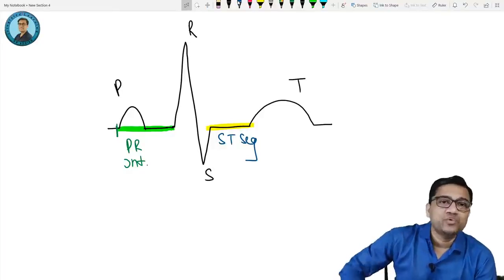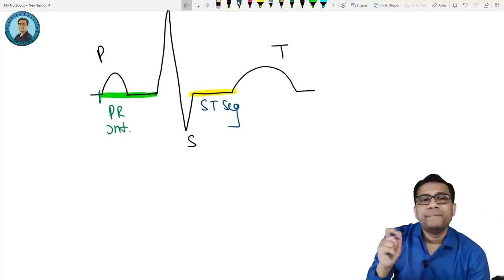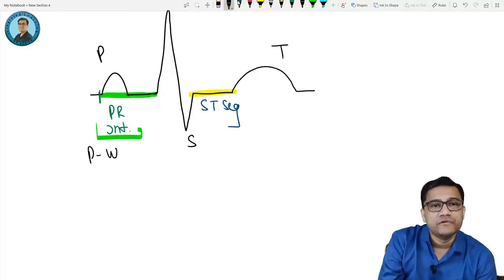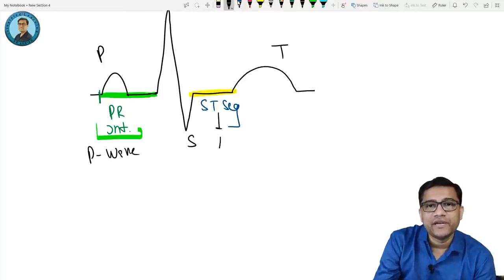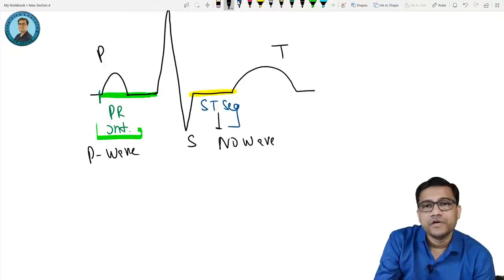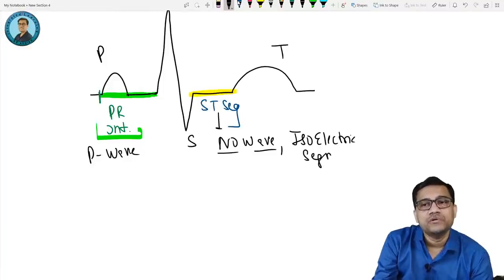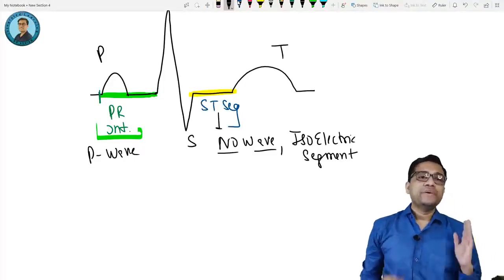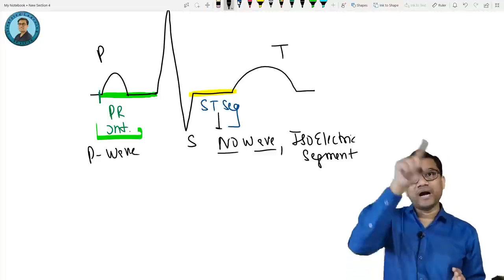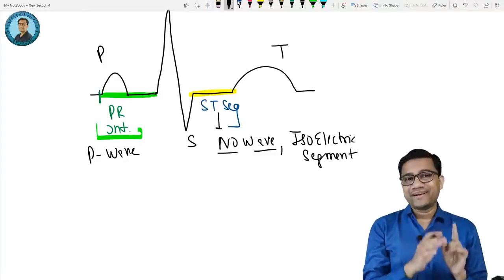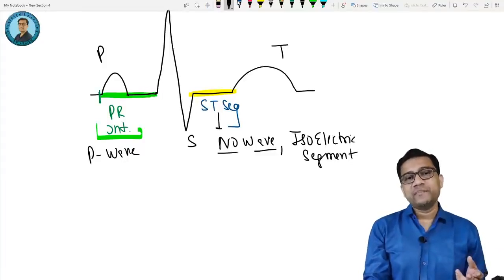Now what I'm going to tell you is something very, very important. Pay attention. The PR interval contains a wave. Which wave? The P wave. ST segment, no wave, so that means it is just a straight line. That is what is called an isoelectric segment. Are you clear? The P wave is a wave which is not straight, going up. That is why the PR interval is not isoelectric. This can be isoelectric, but not this.